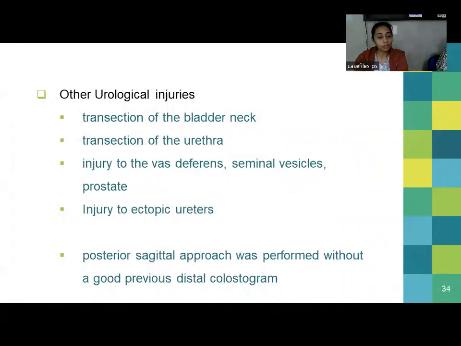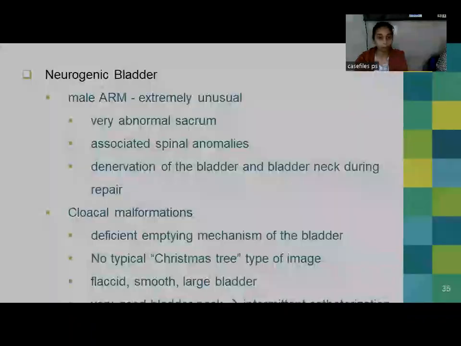Other urological injuries can be because of transection of the bladder neck, transection of the urethra, injury to the vas deferens, seminal vesicles, prostate, or injury to ectopic ureters. However, this can be avoided by a posterior sagittal approach after performing a good distal cologram.